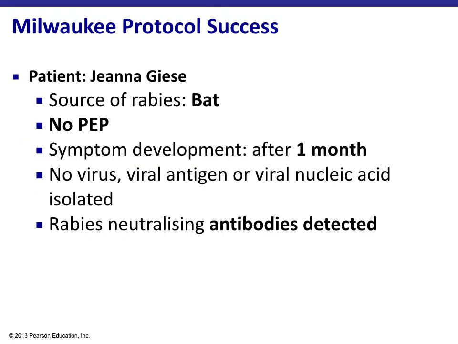Now, there's one example that is kind of famous of a patient who survived rabies after the onset of symptoms. And she was treated by a medical protocol known as the Milwaukee Protocol. So the patient was Gina Giese in North America. The source of rabies was a bat. She picked up this bat in church on one Sunday morning, and she was bitten on the finger. Didn't think anything about it, did not receive post-exposure prophylaxis. And after 1 month, symptoms started to develop.